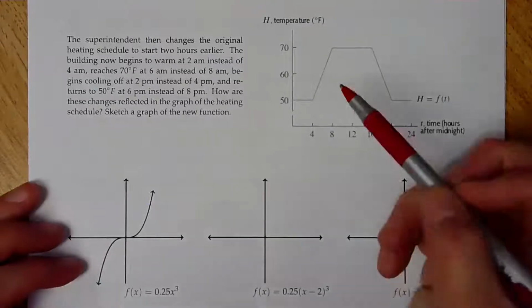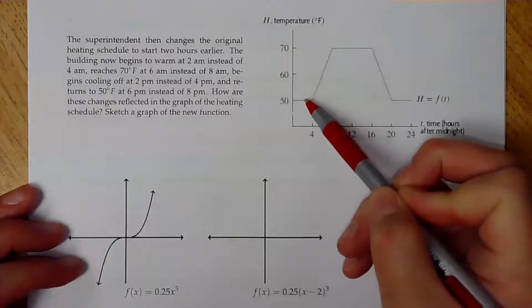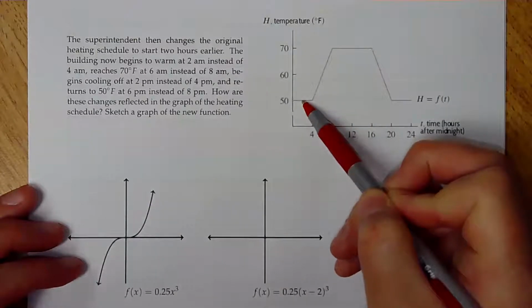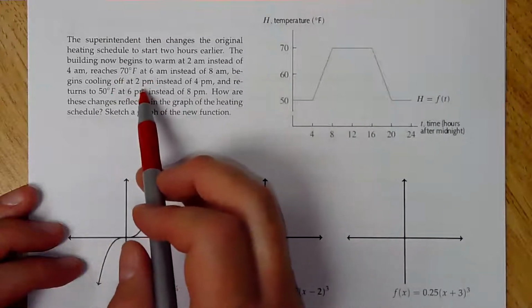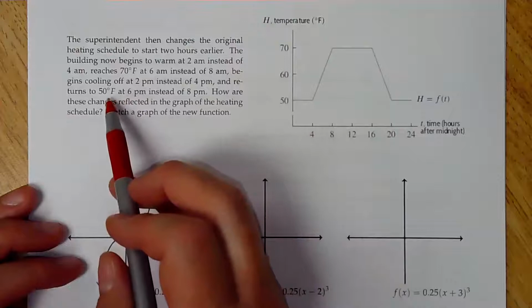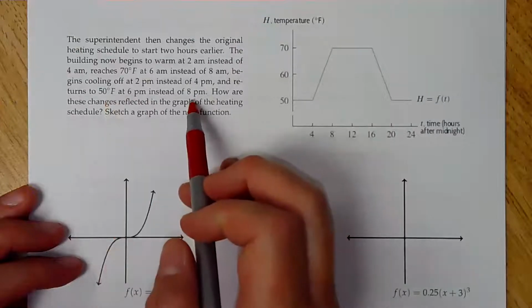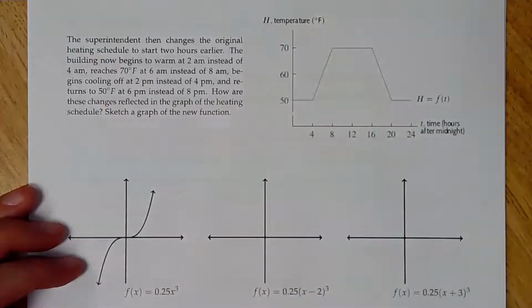So originally we started heating the building at 4 a.m. Now we're going to heat it at 2 a.m. We're going to reach 70 degrees at 6 a.m. We'll start cooling off at 2 p.m. and then we'll be back at 50 degrees by 6 p.m. instead of 8. So everything is going to shift down by 2 hours.